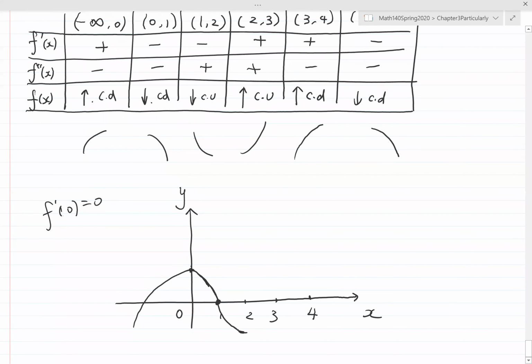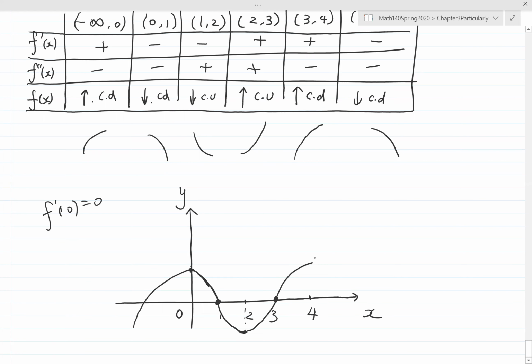From 2 to 3, increasing, concave up. From 3 to 4, it's increasing, concave down. So we actually change the concavity: increasing, concave down.